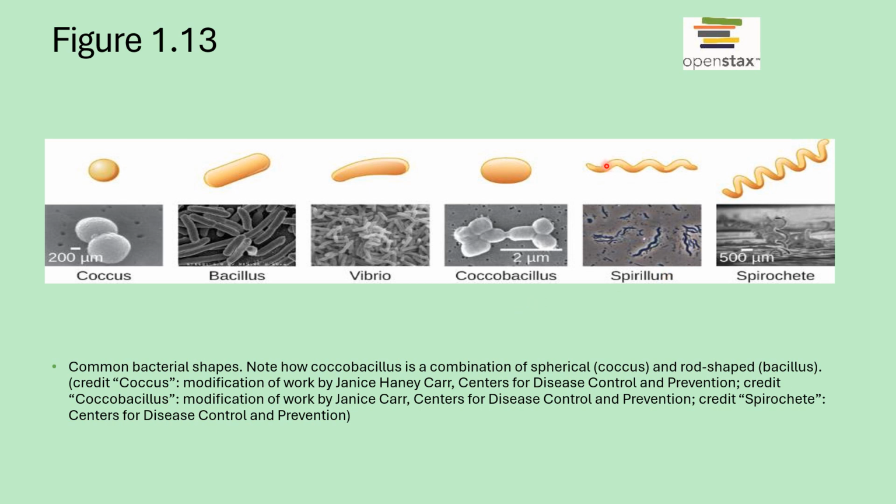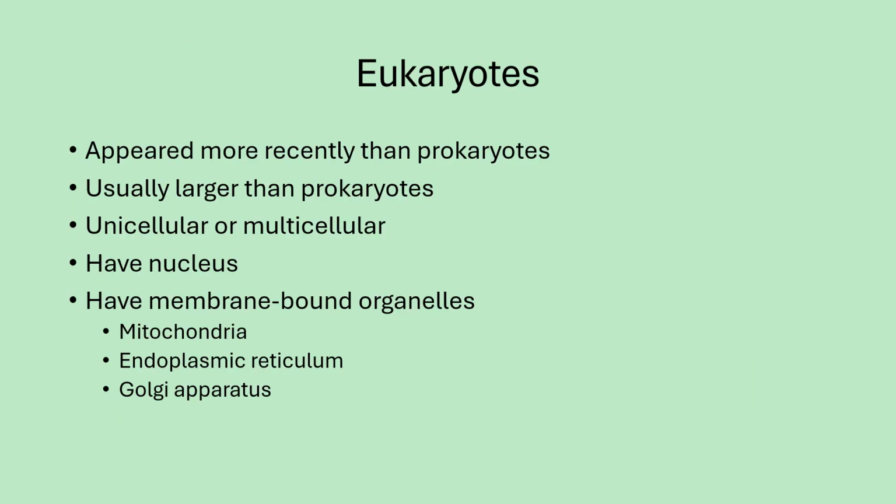Spirillum is kind of curved like this, and then spirochetes. Spirochetes, to me, look kind of like a spring or a slinky almost. They're very distinctive in how they look. So that's an example of what some of the shapes look like.